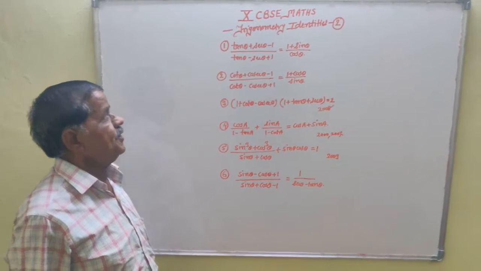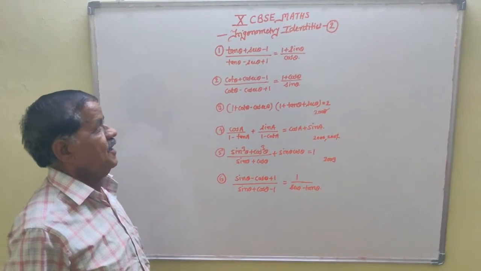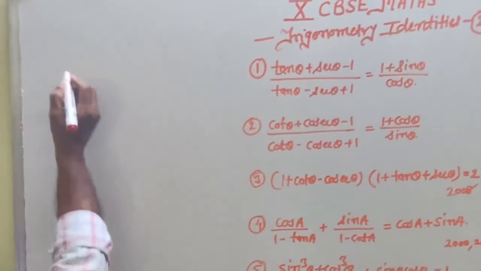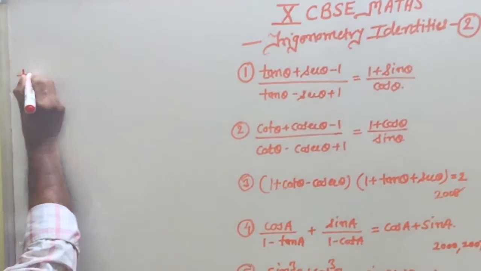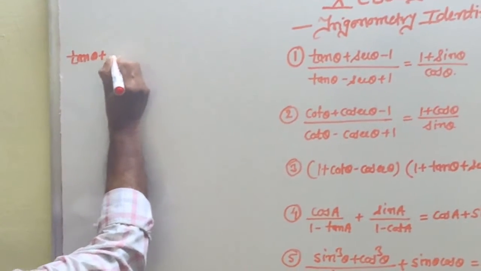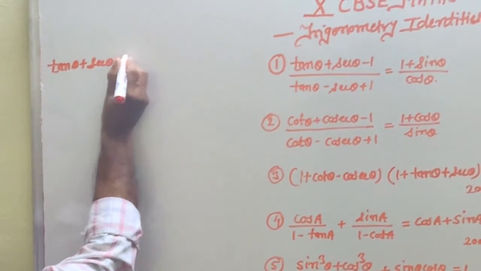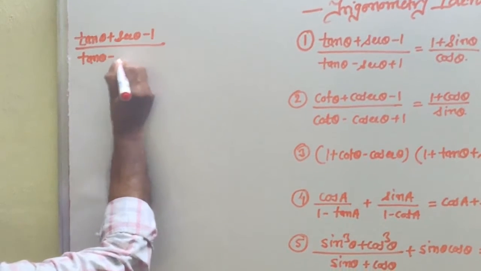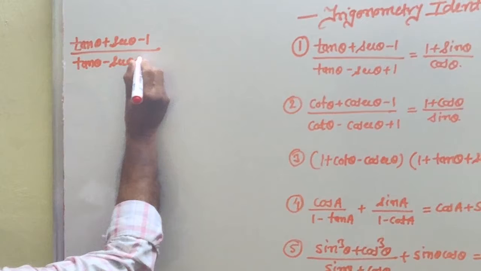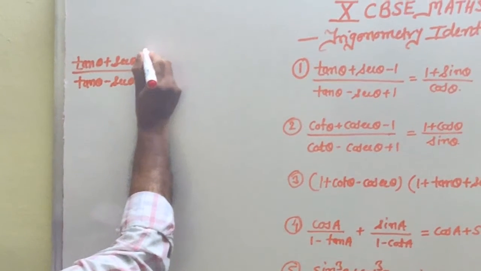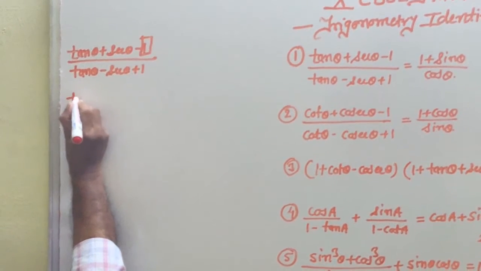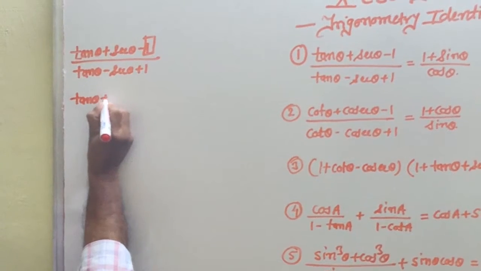Today we are going to solve the trigonometric identities, lecture 2. Now we are going to solve the first problem, in which what is given here is (tan theta plus sec theta minus 1) upon (tan theta minus sec theta plus 1). Here the 1 is given. Now I can substitute the 1 by an identity that I already told in lecture number 1.